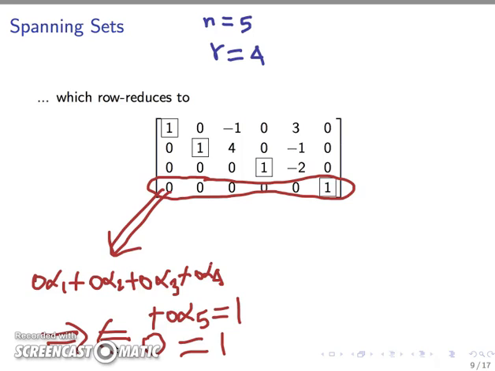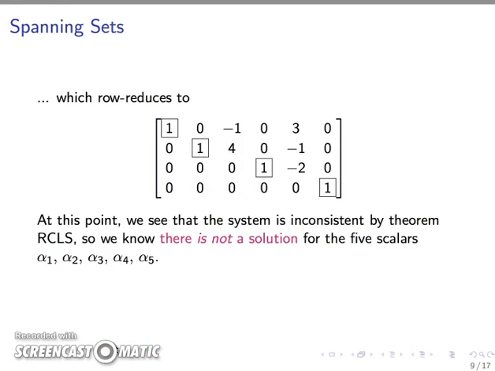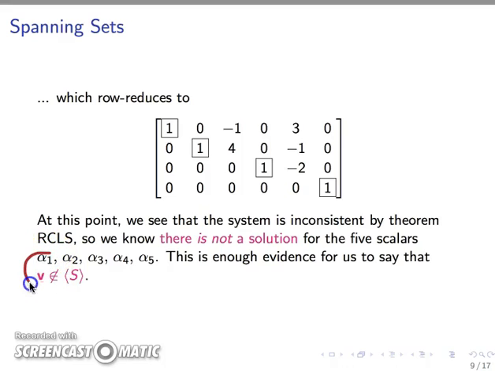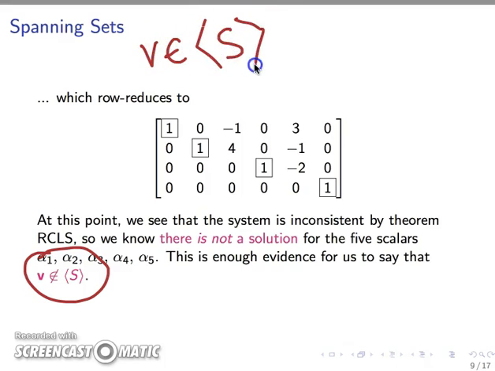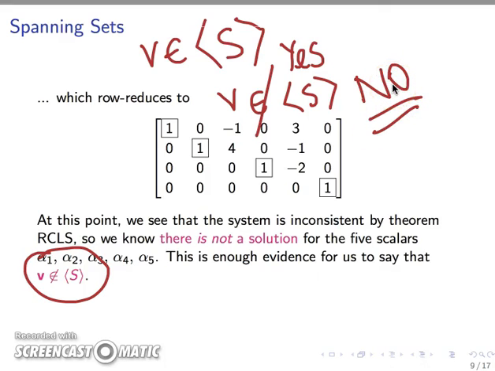In other words, it is not possible to find values for the scalars alpha 1 through alpha 5 such that the linear combination equals the candidate vector, right? So there is no solution, and this is enough evidence to say that indeed V, that candidate vector, is not a member. We write this symbol, which looks like the letter E. If we write this, then yes to membership. But if we write almost the same symbol, but now crossed with a slash, this means no, there is no membership, right? So V is not a member. V does not belong to the span of S. That's what we conclude from standard techniques in computing solution sets of systems of linear equations.